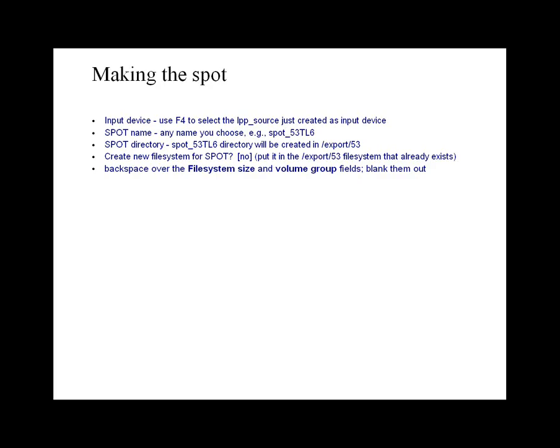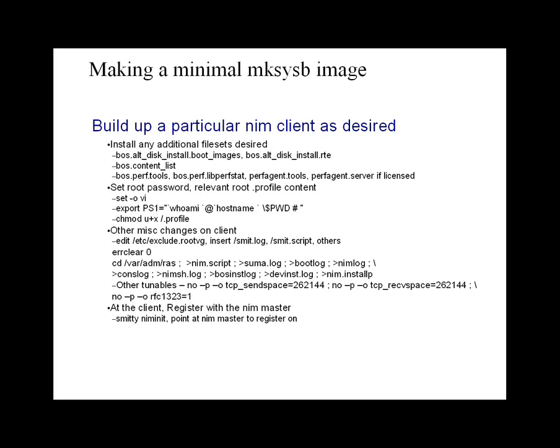Just some comments again for the previous smitty panel. F4 to select the LPP source, SPOT name that you choose, and where to create the SPOT. I've got initial filesets installed. I've got the initial configuration of the master. I have the LPP source. I have the SPOT. Maybe I want a certain standard image, so I want to create a standard mksysb image. We don't really use the term minimal anymore. I should take that off the slide. But a standard build or golden image, if you will.